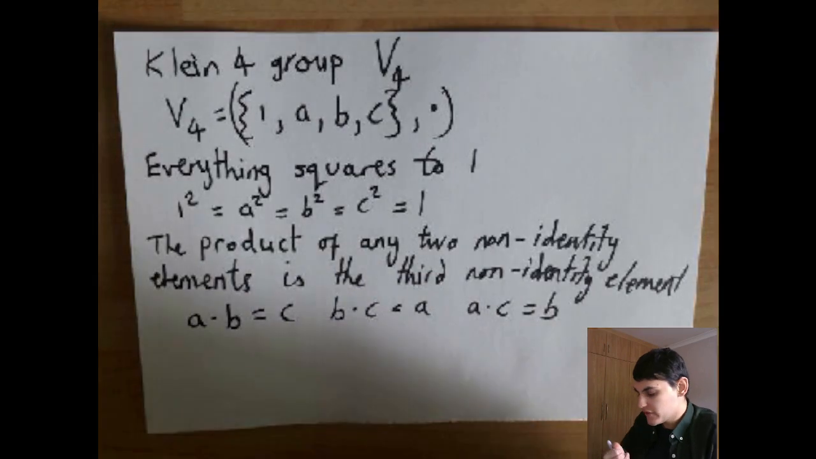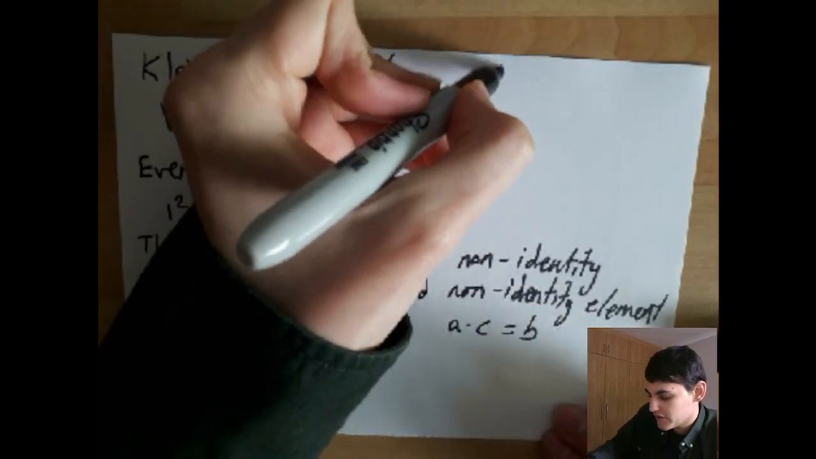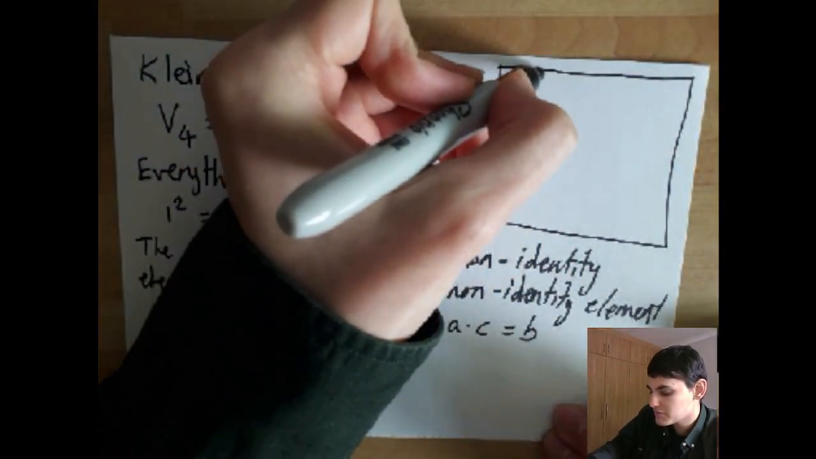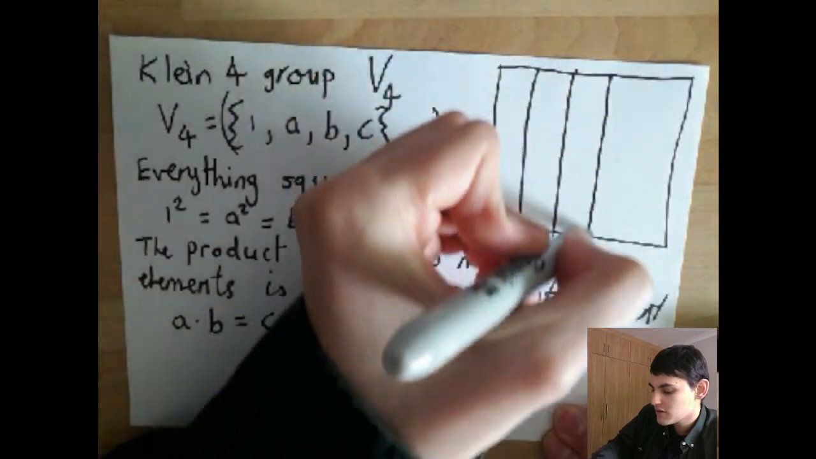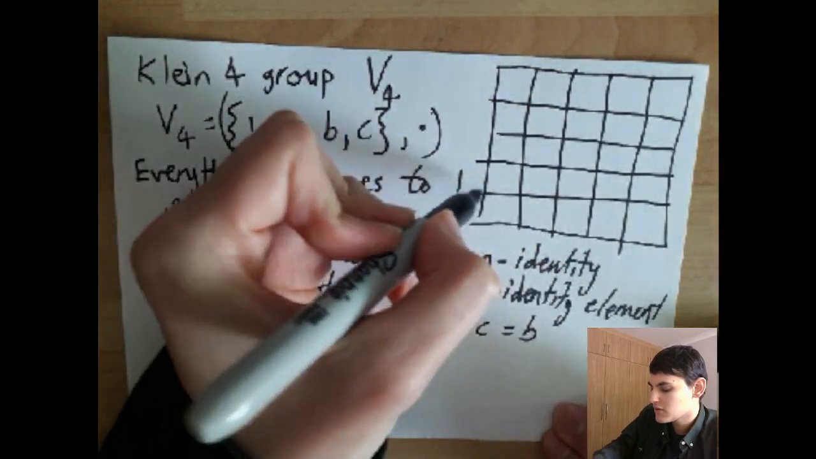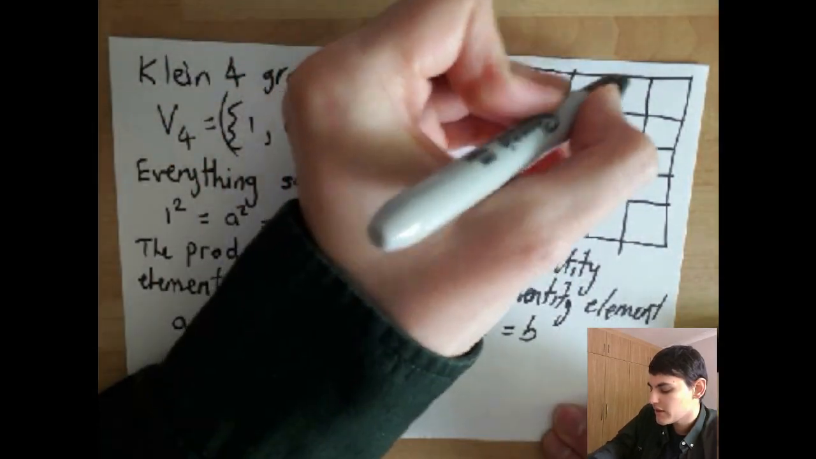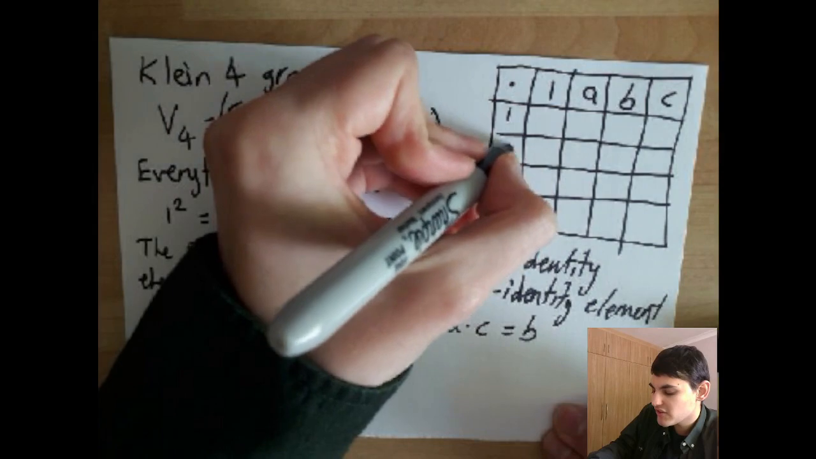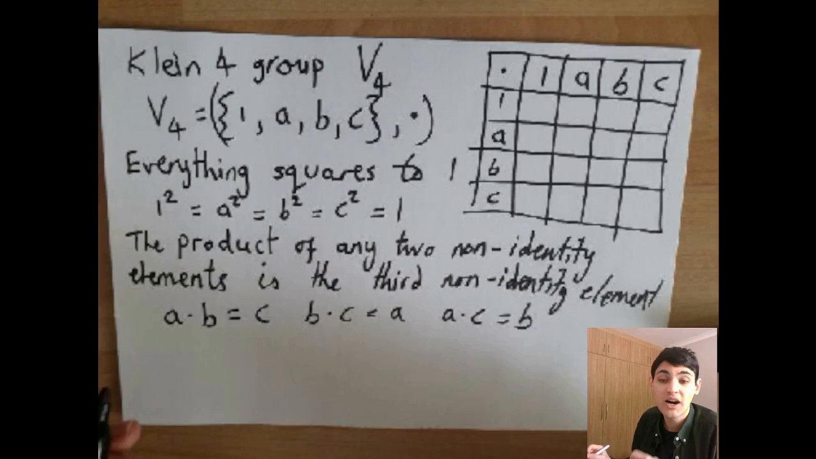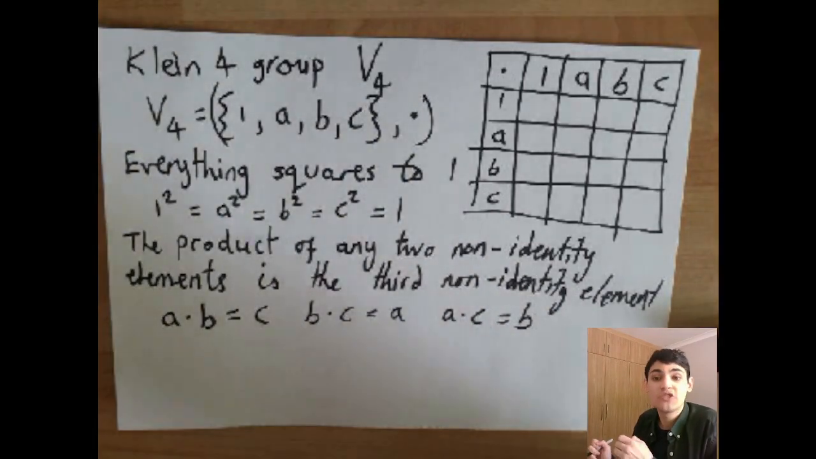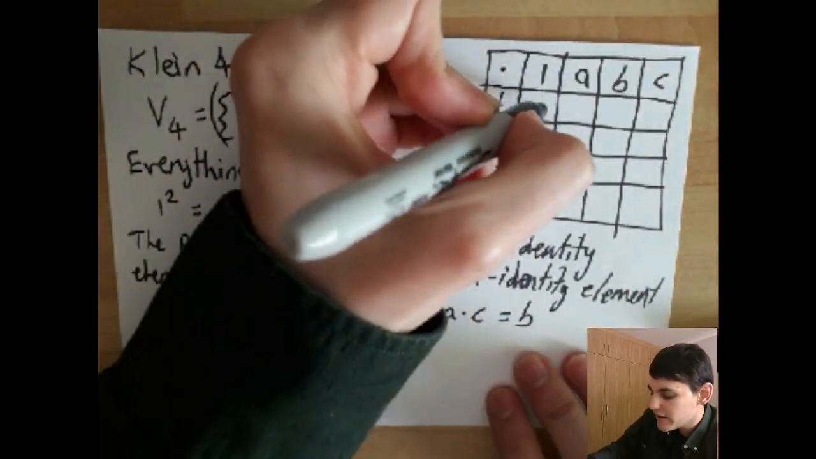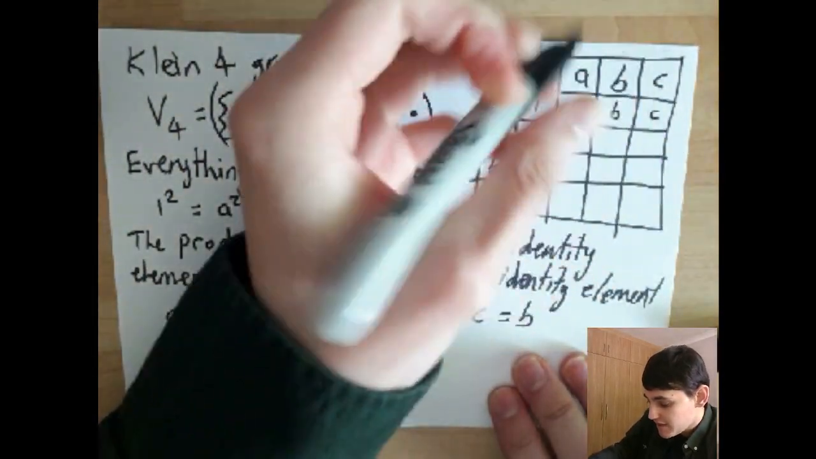And what we can do with this one, and I'll do it up here, is we can draw what we call a Cayley table. This is basically a multiplication table. We call it a Cayley table because it's named after a mathematician called Arthur Cayley. He didn't invent them, he just popularized their use to depict groups. So let's quickly fill this in.